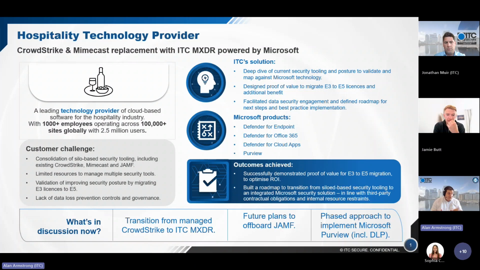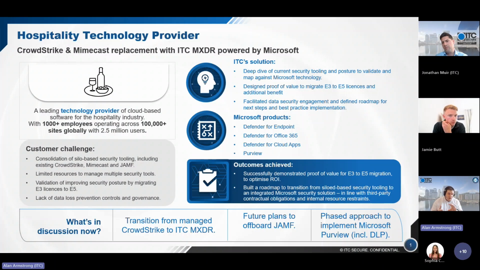As part of this, because they had that managed service with the vendor, ITC also put in our MXDR service on top to feed into protecting that organization, because the organization itself only had 5 or 6 users in the security team to manage it. It was just over 1,000 users for this one. So being able to bring that in and do the email bit, they saw value straight away.